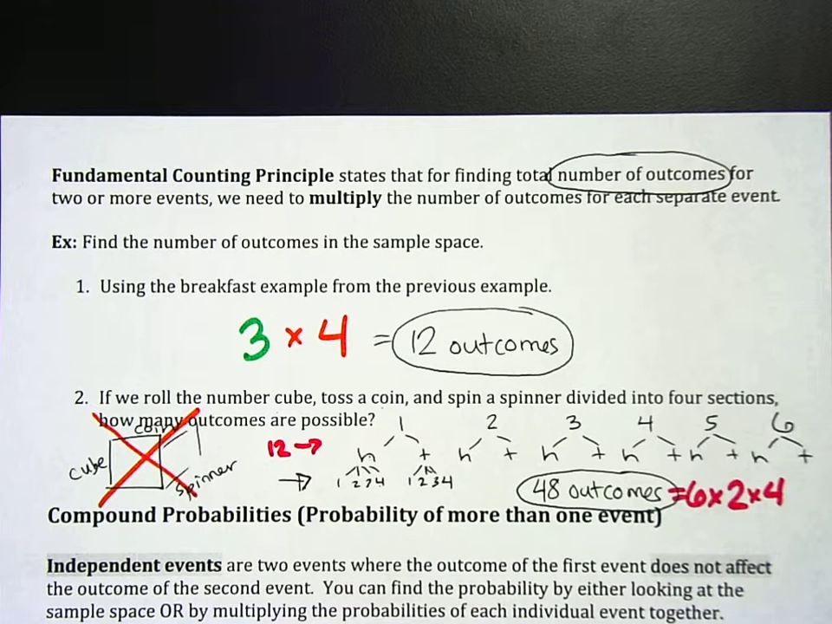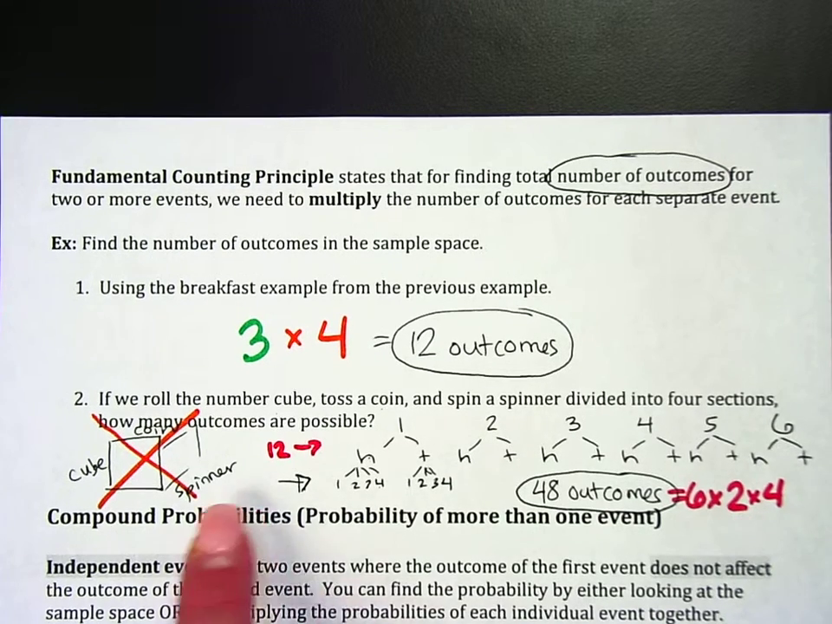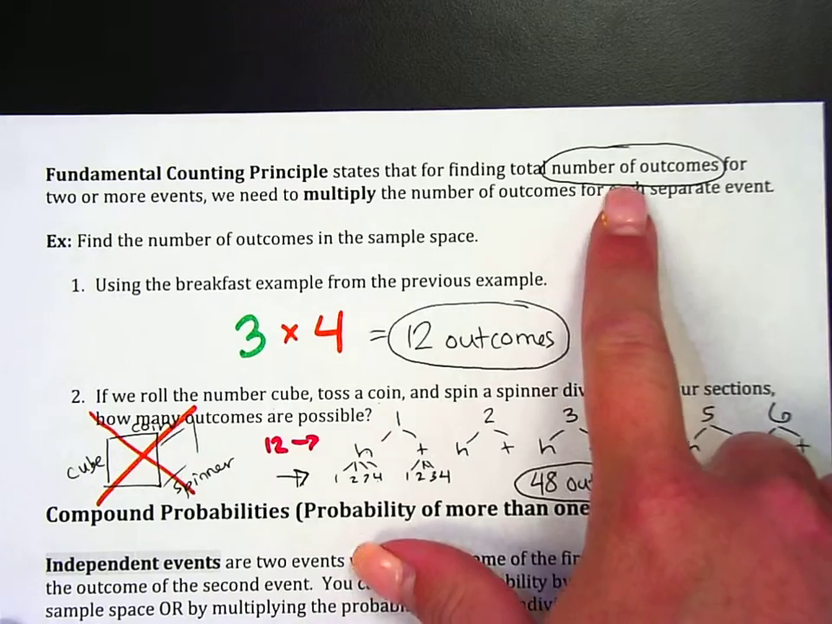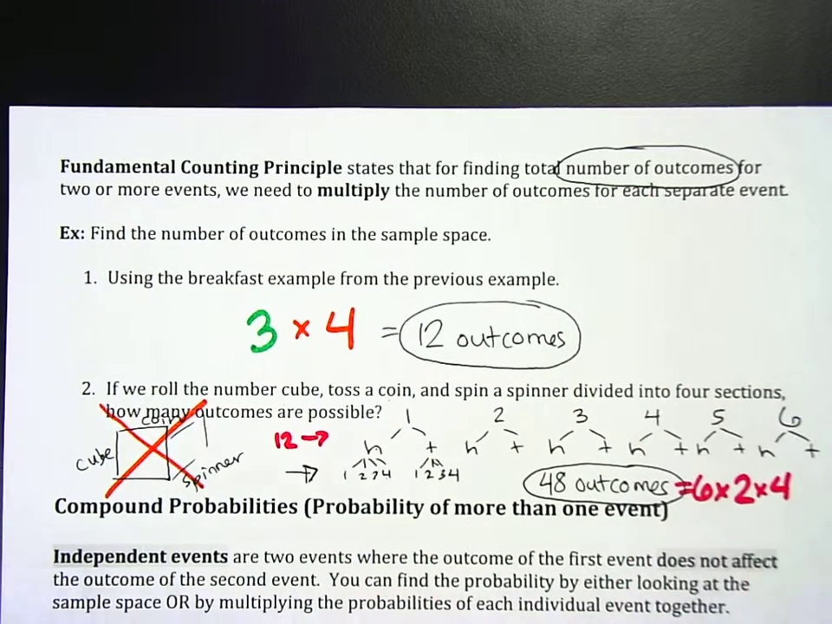Okay, so you just need to read your directions carefully. If it says make a list of all the possible options, then I need to either do my Punnett square or my tree diagram. If it simply wants the number of outcomes, it's okay for you to just multiply those together.